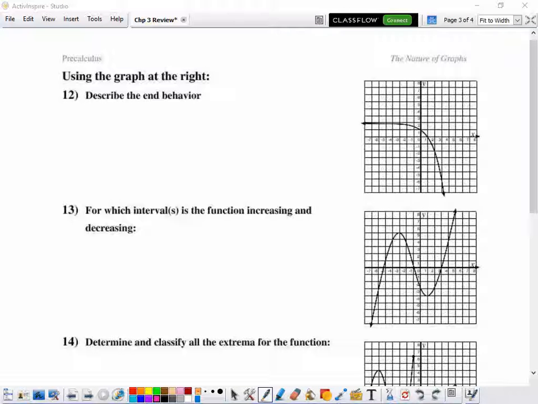We'll end our review now with end behavior, increasing and decreasing intervals, extrema, critical points, and asymptotes. So end behavior, we start with the left side as x approaches negative infinity. What is the y value doing as this graph continues to go left forever? In this case, the y value is approaching 2. And on the right side, as x approaches positive infinity, the y value is going down forever, so that is approaching negative infinity.